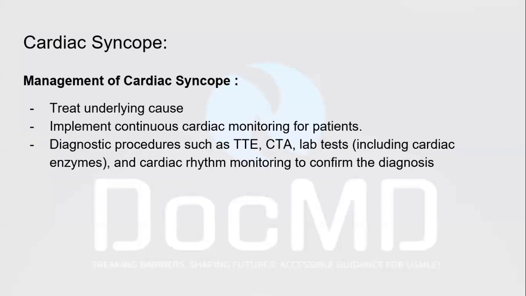So what's going to be the management? This is the management of every cardiac syncope. We have to treat the underlying cause. We have to implement continuous cardiac monitoring for patients. Now, this is not tested, but if the patient is less than 40 years old, we usually use Holter monitors or 24-hour monitors for the ECG, because VT is not going to happen always. ECG abnormalities are not going to happen always.